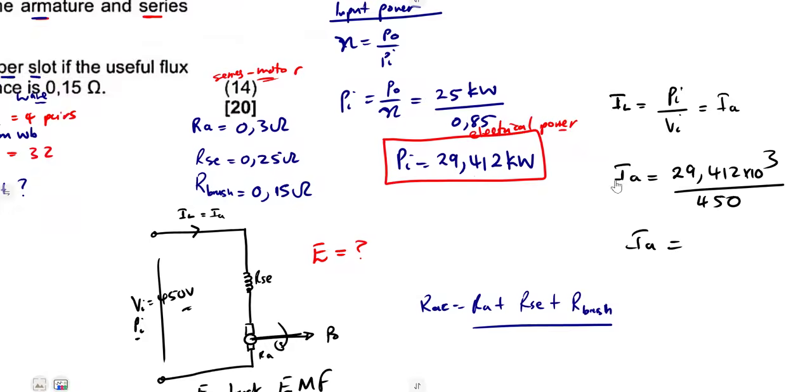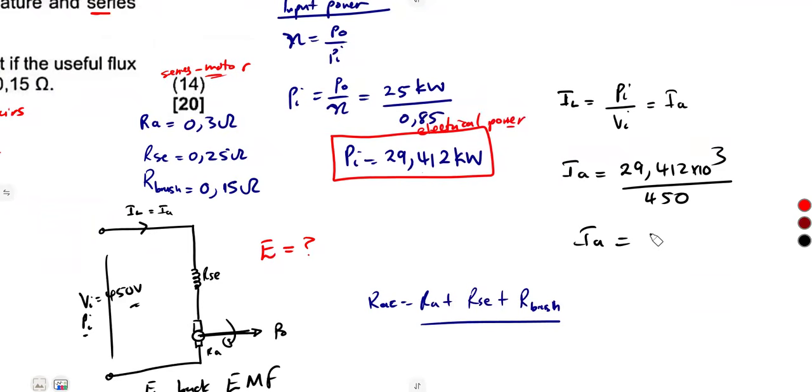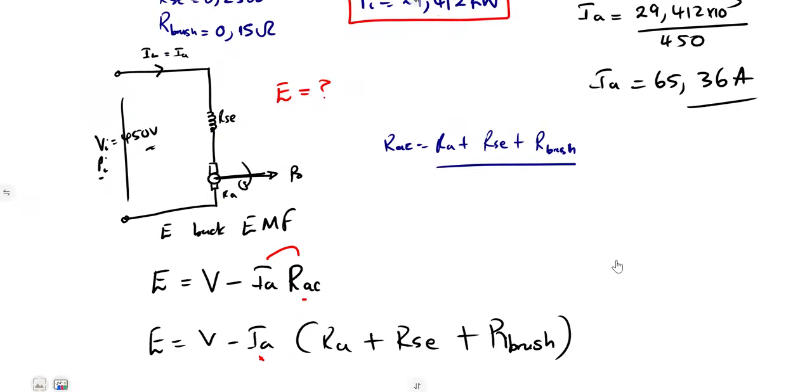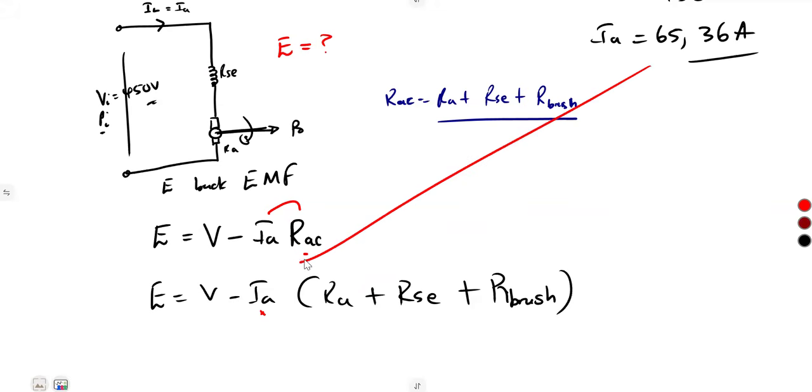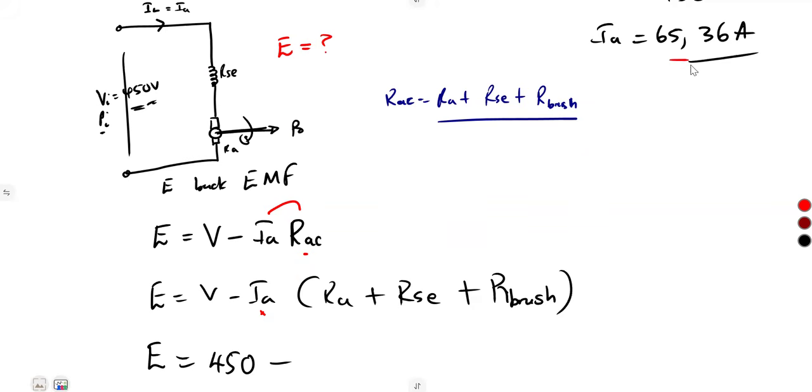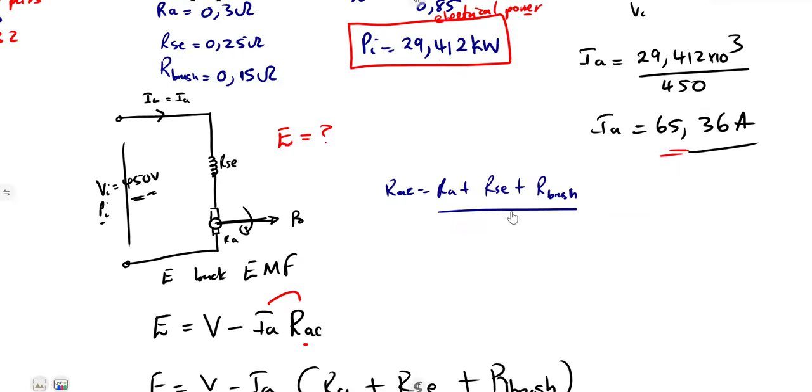So you have the armature current, which is the same as the load current, of 65.36 amperes. And this is the one that you were going to need in the calculation of the back EMF. Here we need the armature current. So let us substitute our back EMF, that's the V, 450 minus, we calculated the armature current, 65.36 into the resistances of the armature, this and that as we are given.